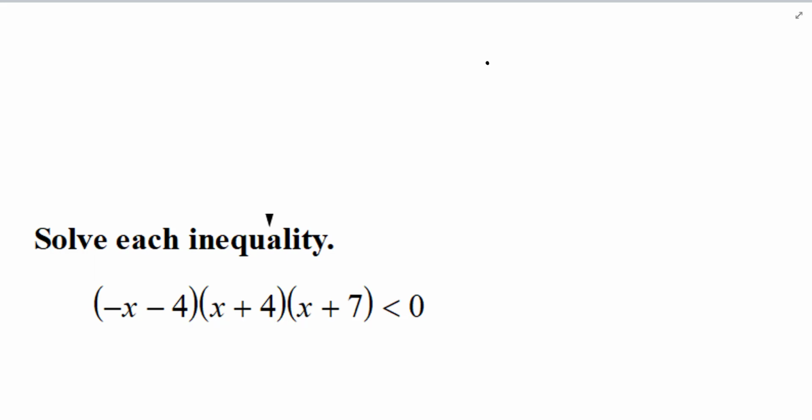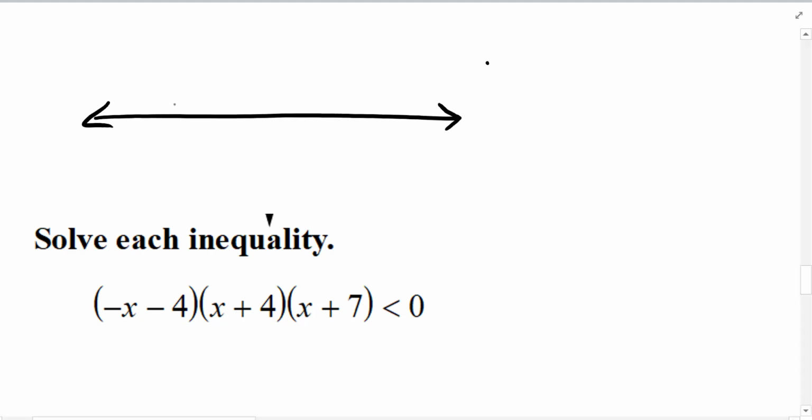Okay, solving inequalities. So remember, when you're solving inequalities, that's where we're going to want you to create a number line, find x values, and then you're going to find these intervals that make the area true or false. You'll plug it back into the inequality to figure that out.